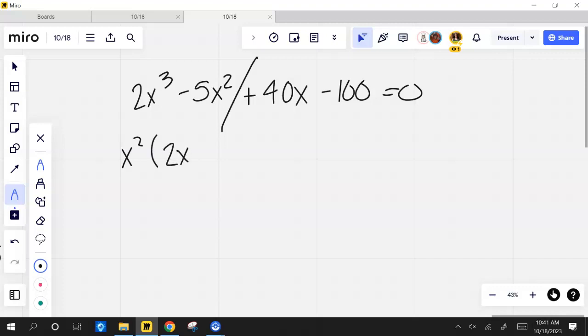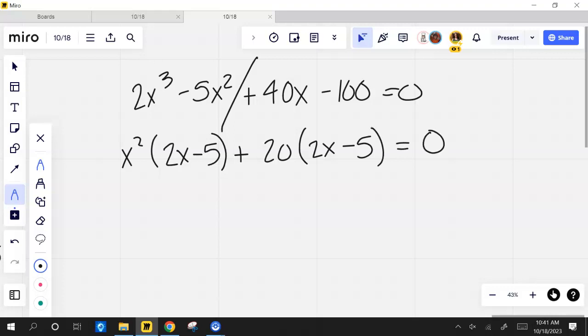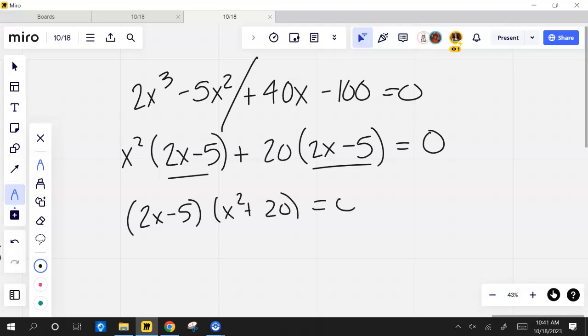What's left? 2x minus, keep the middle sign. What can I take out of the last two? 20. And what's left? 2x minus 5. Now, because these are exactly the same, I can do 2x minus 5 times x squared plus 20. Nothing factors any further, so I'm ready to solve.